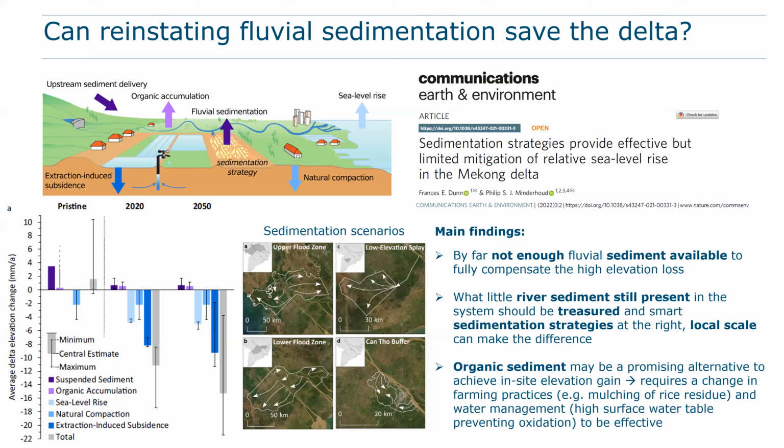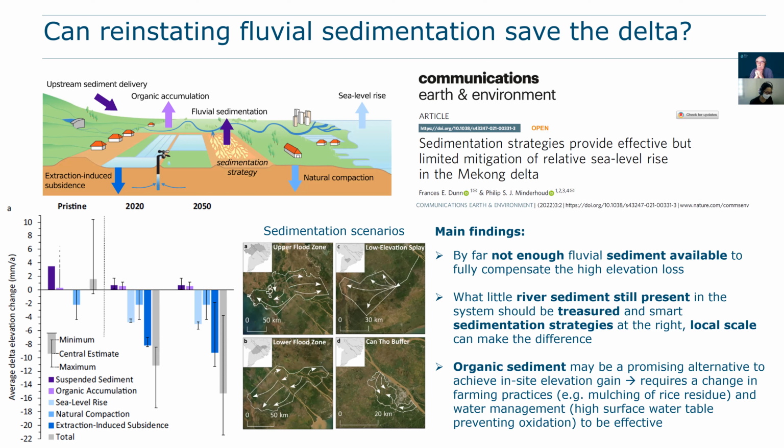It is very important that what little sediment is actually present in the system should really be treasured, and smart sedimentation strategies at the local scale can make a difference in offsetting the elevation loss. And something which we didn't anticipate, but it's quite interesting, is that actually organic sedimentation may promise, let's say, an addition to fluvial sediments in building elevation gain. Because it can actually create quite a lot of sediment.